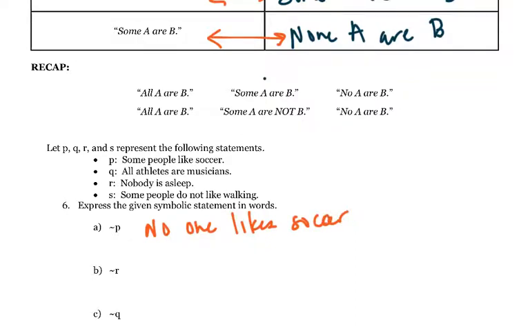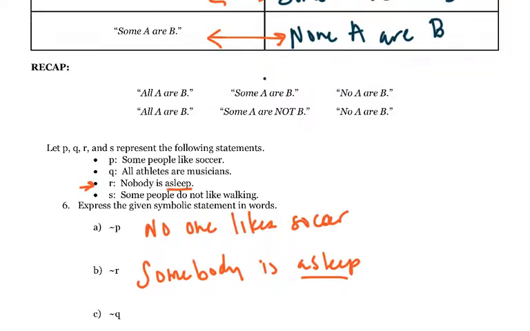To negate nobody is asleep, then you would say somebody is asleep. Sorry, you don't want to negate or change more than one thing. So this has to be consistent. My turn of phrase was incorrect, but the concept is if nobody is asleep, to negate that, somebody is asleep.